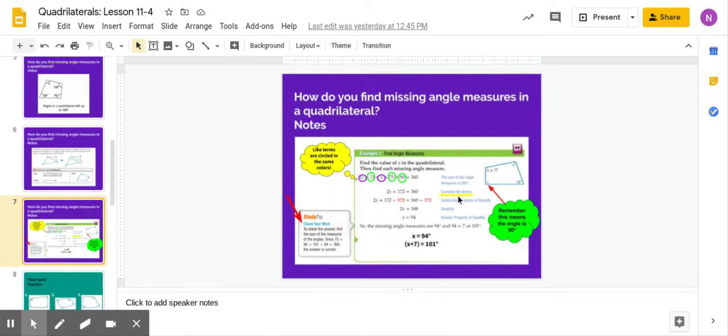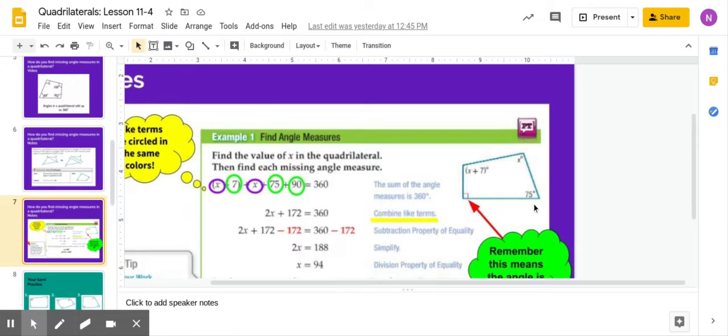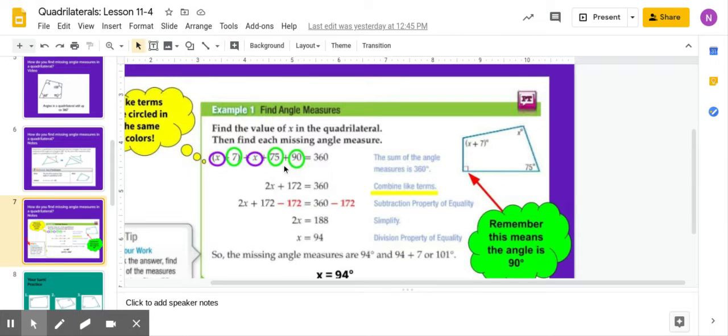Well, if you look over in our figure, I'm actually going to zoom in a little bit here. Okay, if you look in our figure here, you see in this quadrilateral that this angle is 75 degrees. We know that this angle is 90 degrees, so that's where these two numbers come from. And then we have this angle is x, and this final angle is x plus 7. Well, we know that altogether the sum of these angle measures is 360 degrees because it's a quadrilateral. So if you add 90 plus 75 plus x plus x plus 7, it equals 360, and that's what they have set up here. So now they combine their like terms.